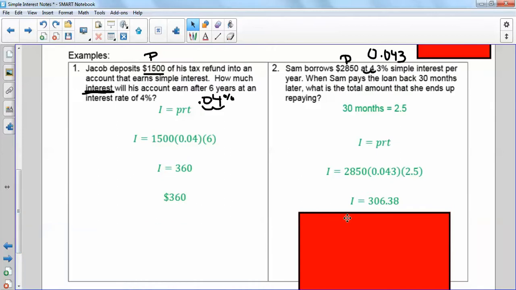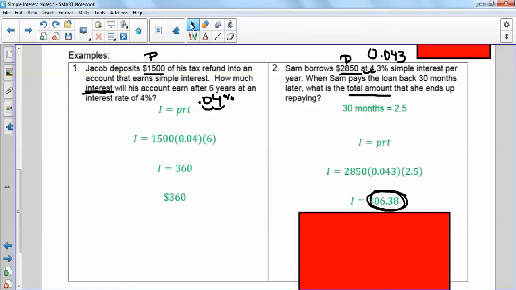306.38. Okay, but this time we weren't looking for just the interest. We want to know what's the total amount that she ends up repaying. So remember I said at the beginning, if you borrow money, you have to pay back more than what you borrowed. So Sam borrowed this $2,850, but based on her interest, this down here, the $306.38, is the extra money that she has to pay. So she doesn't just have to pay back this $2,850, she also has to pay back an extra $306.